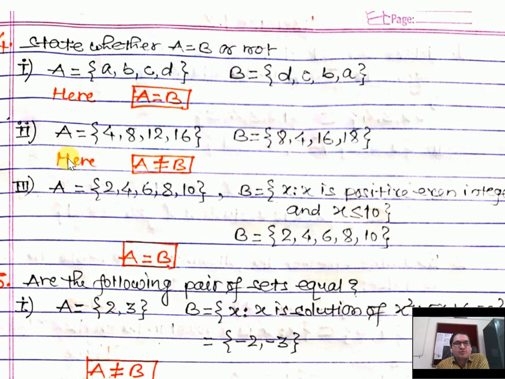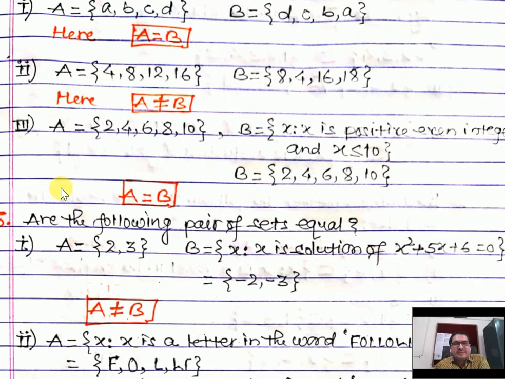Question number 4, second part. A equal to 4, 8, 12, 16 and B is given as 8, 4, 16, 18. Let me check. 4, 4, correct. 8, 8. 12 is not common. 16 is common, but 12 is not common, right? 12 and 18 are different elements. Therefore A is not equal to B. Elements are not equal to each other.